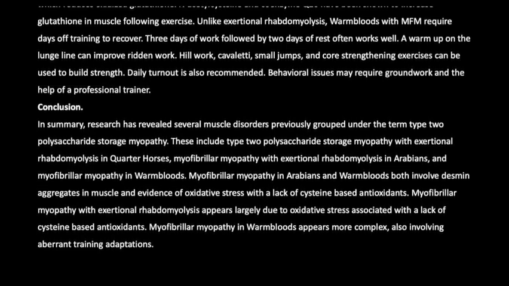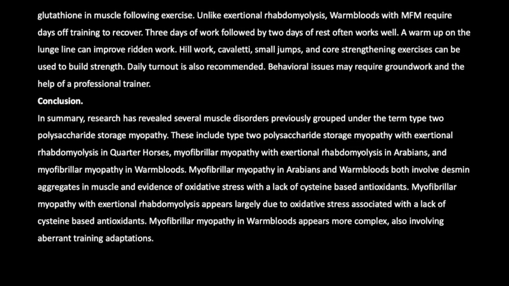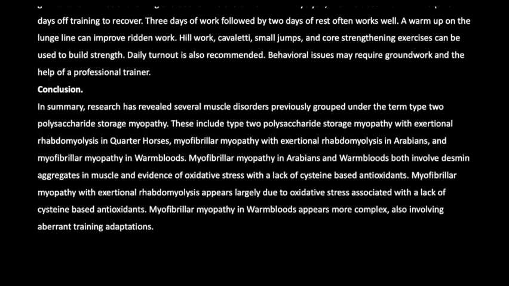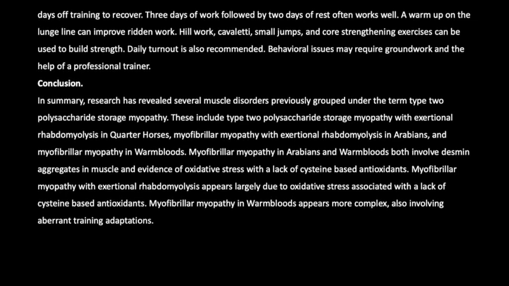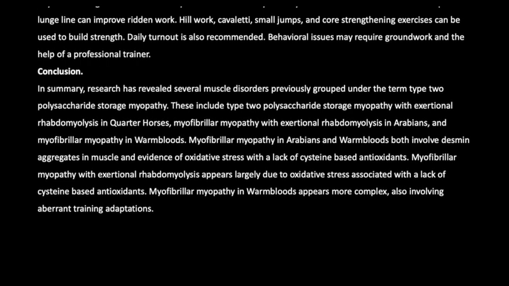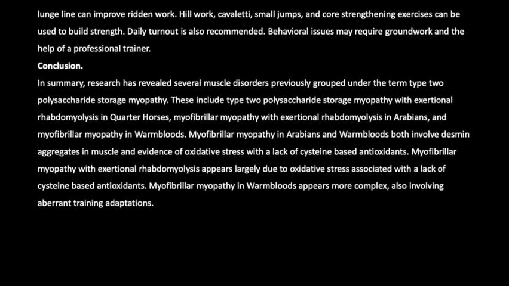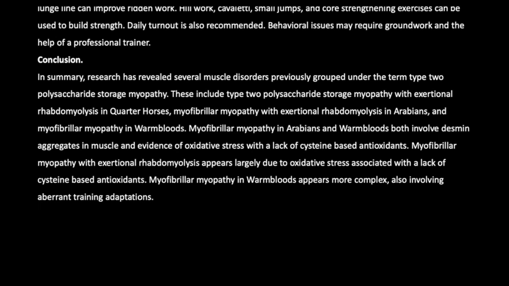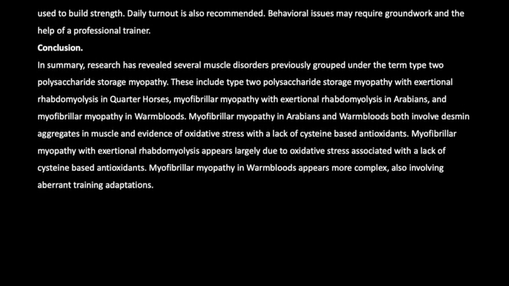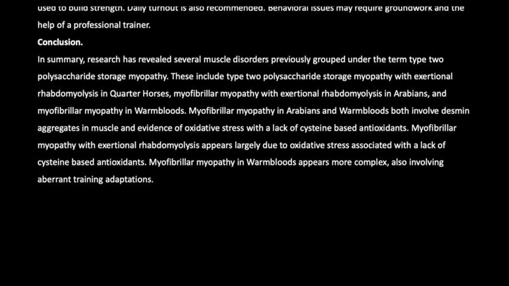Myofibrillar myopathy in Arabians and warmbloods both involve desmin aggregates in muscle and evidence of oxidative stress with a lack of cysteine-based antioxidants. Myofibrillar myopathy with exertional rhabdomyolysis appears largely due to oxidative stress associated with a lack of cysteine-based antioxidants. Myofibrillar myopathy in warmbloods appears more complex, also involving aberrant training adaptations.